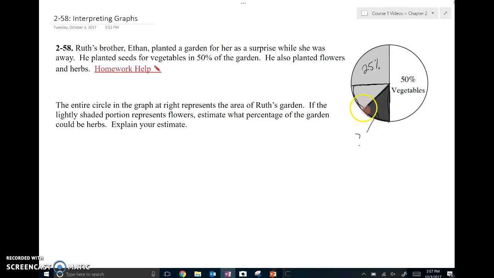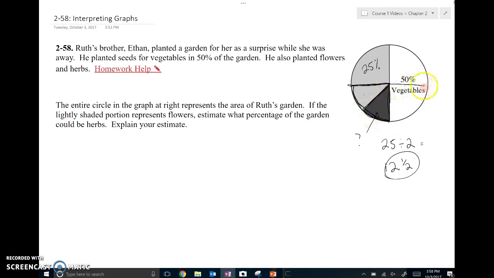So if I cut 25 in half, 25 divided by 2, I'm going to get 12 and a half. So if you want to say, it's an estimate, so anywhere from 15% to 12.5%, anywhere around there is a nice estimate. And that would be my reasoning.